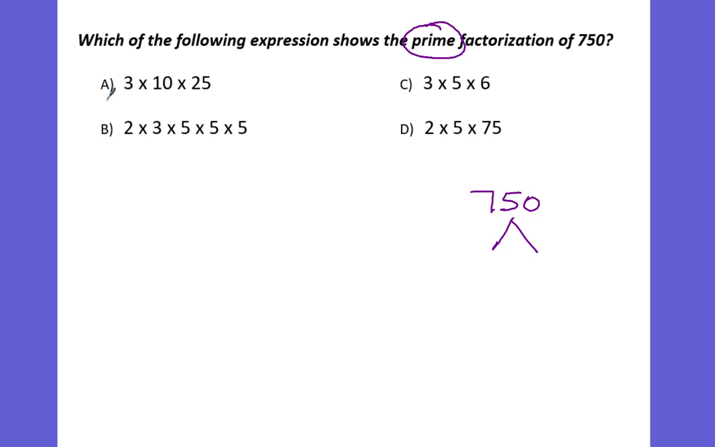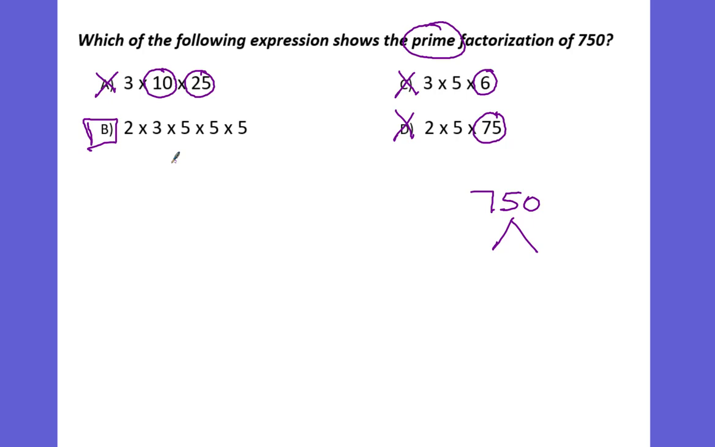And if you look at answer choice A, is 10 a prime number? No, it's not. Is 25 prime? 25 is not prime either. Therefore, A cannot be your answer. Answer choice B, 2, 3, and 5, they're all prime. Let's go on to C. 3 and 5 are prime, but 6 is not prime. So answer choice C is out. And look at answer choice D. 75 is not prime either. So remember quarters, 3 times 25. So D is not your answer choice, which leaves us with answer choice B.